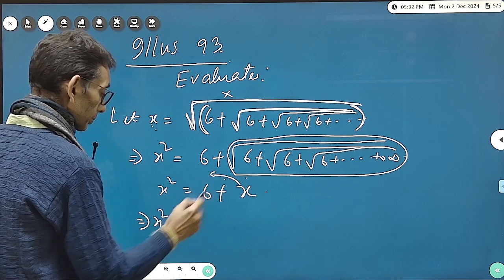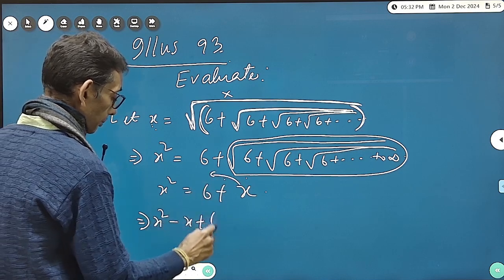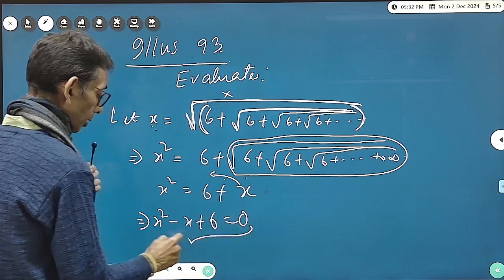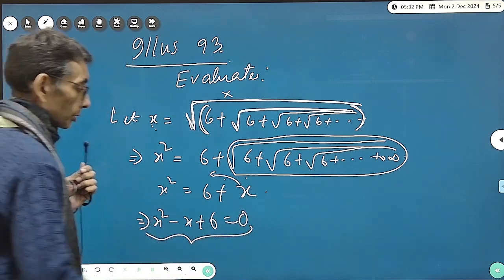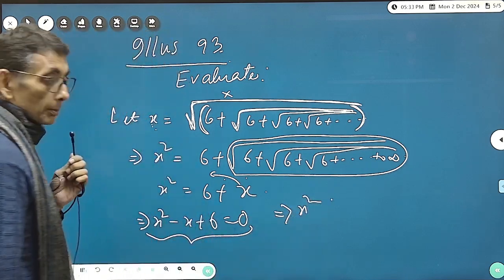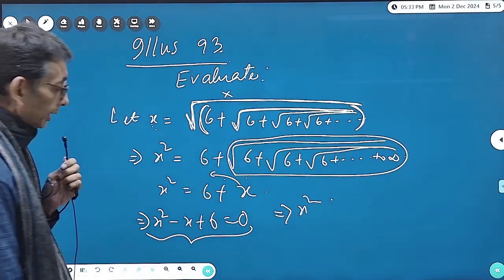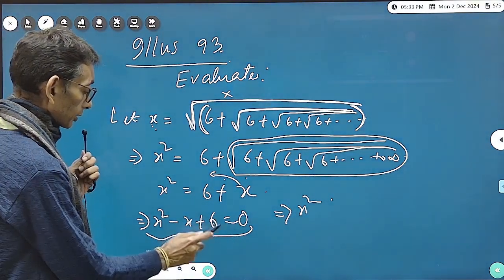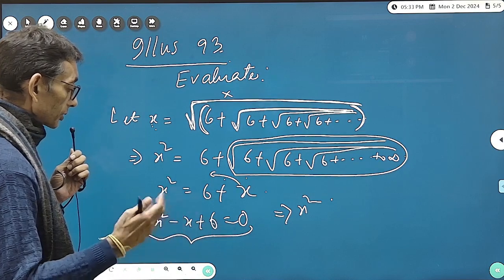This x you transpose this side: minus x plus 6 equal to 0. So you can solve this one by factorization. We'll be solving by middle term splitting. What is the factor of 6? Factor of 6 is 3 into 2.